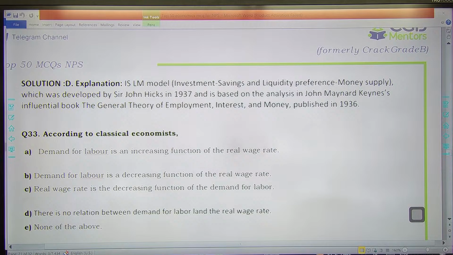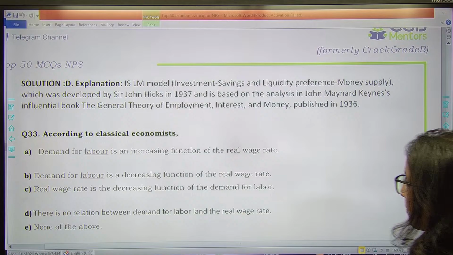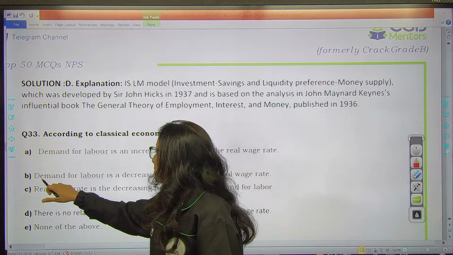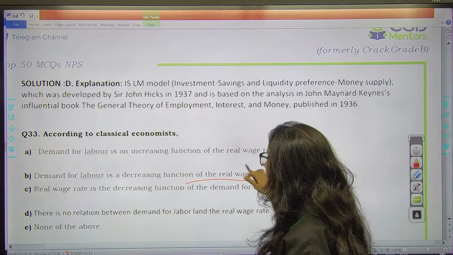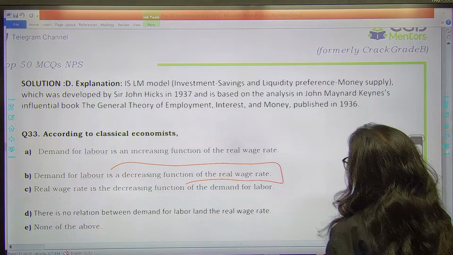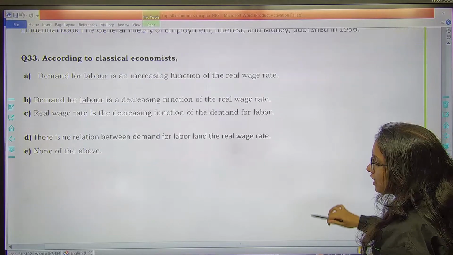Yes, anyone? So here, according to classical economists, if you look at this statement, demand for labor is a decreasing function of real wage rate. This is true, right? Option B. Yes, demand for labor is a decreasing function of real wage rate.